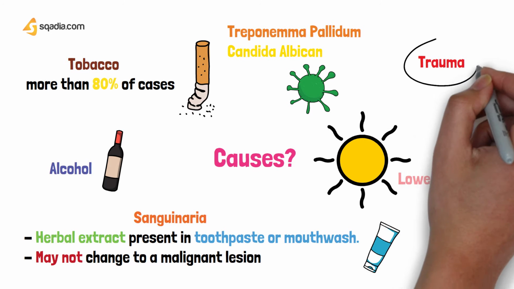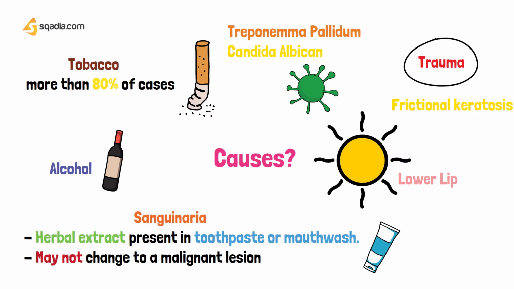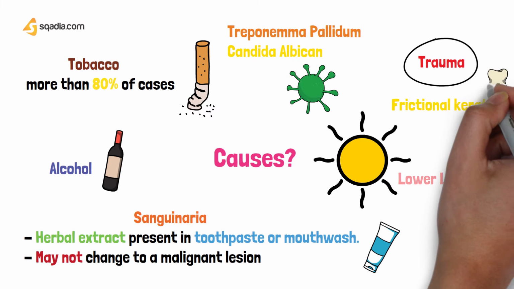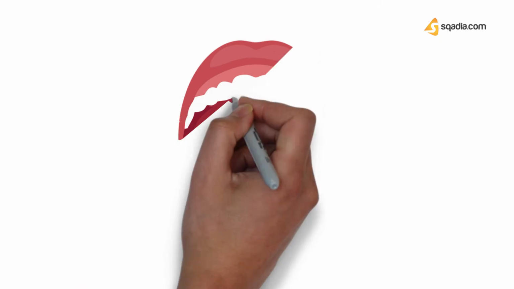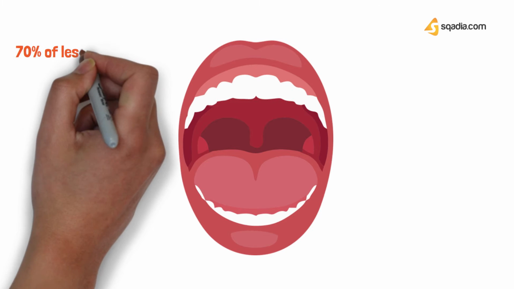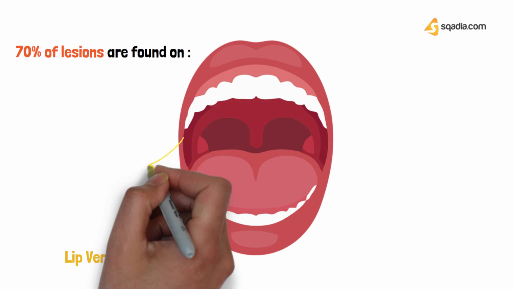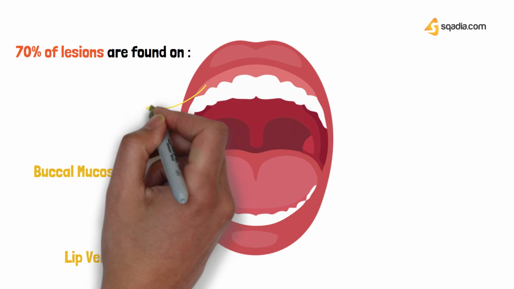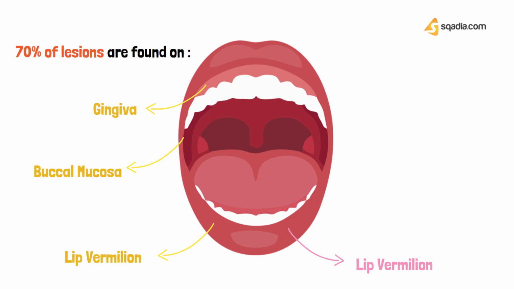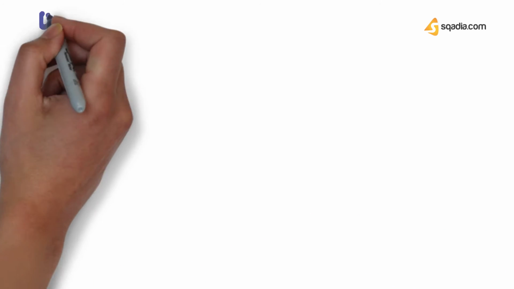Trauma is a very important factor. Lesions like frictional keratosis occur on the oral mucosa due to the mechanical irritation caused by sharp edges of the tooth or toothbrushing. Now let's look at some of the most common sites where we can find leukoplakia. 70% of these lesions can be found on three main areas: the lip vermilion, the buccal mucosa, and the gingiva. Whereas the lesions on the lip vermilion, floor of the mouth, and the tongue, in more than 90% of the cases, they show dysplastic changes.